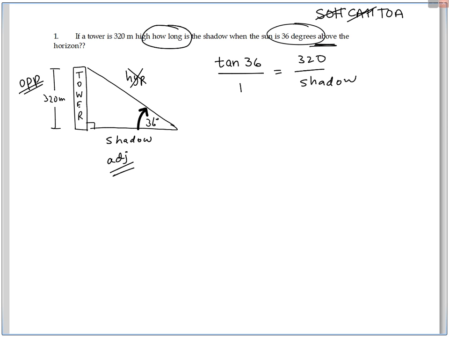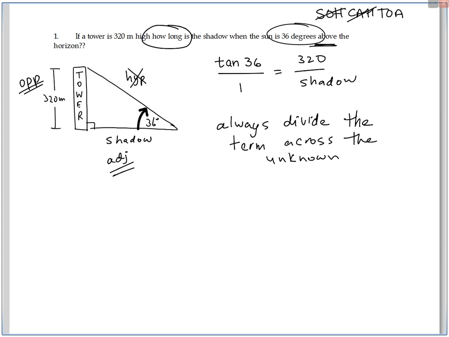How do I solve for shadow? You always times the two numbers and divide the thing across the unknown. Maybe you want to write this down. Always divide the term across the unknown. So it'll be 320 times 1 dividing tan 36 equals shadow.